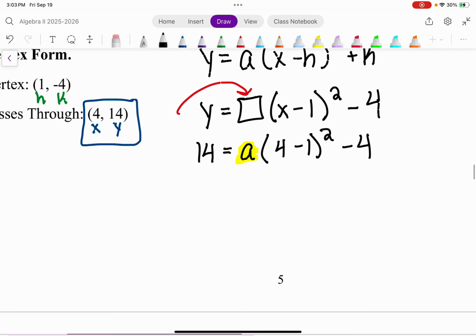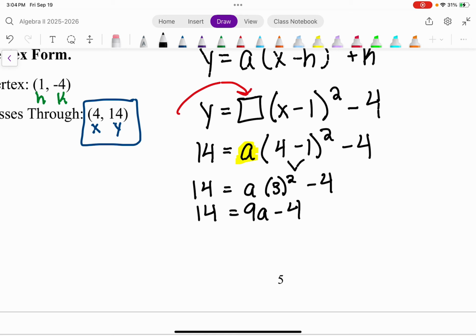So if we follow PEMDAS, we need to do the inside of the parentheses first. 4 minus 1 is going to be 3. And then we are able to square it. So 3 squared would be 9, so I'm going to write it as 9a. Now we just use our inverse operations, add 4 to both sides. And that gives us 18 equals 9a. Then when we divide by 9, we get our a value of positive 2.